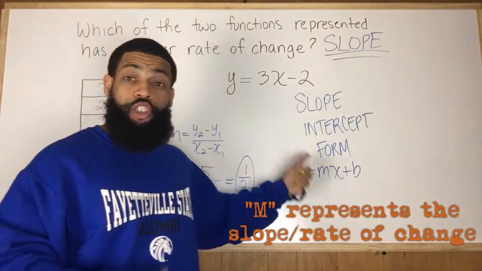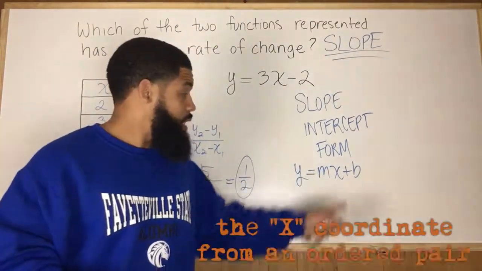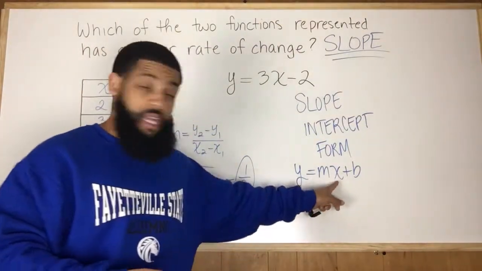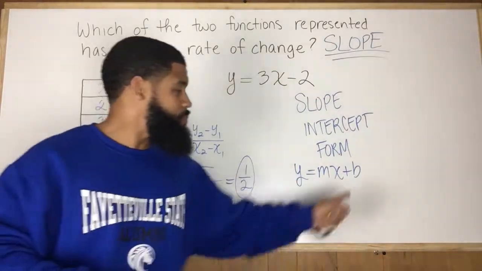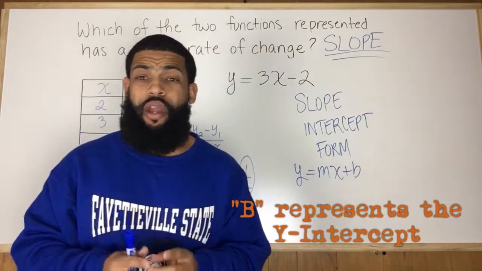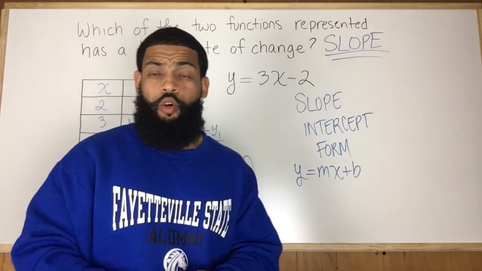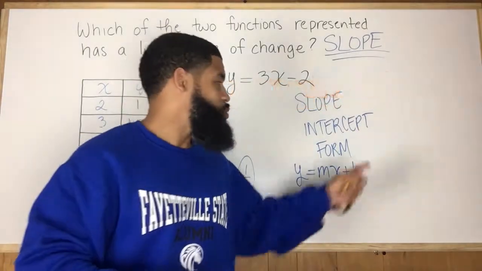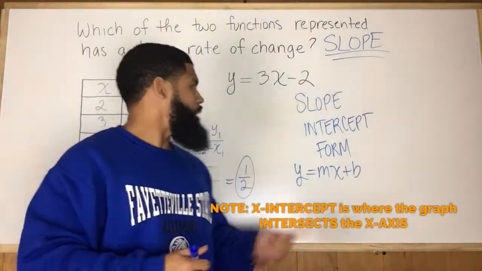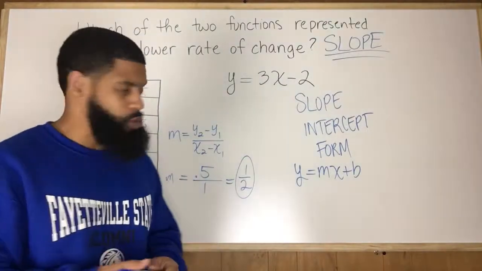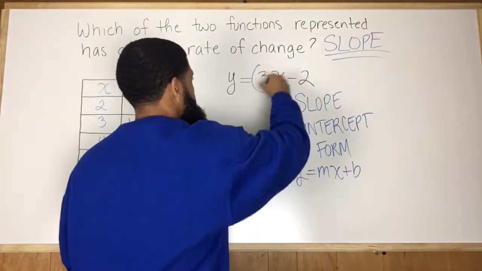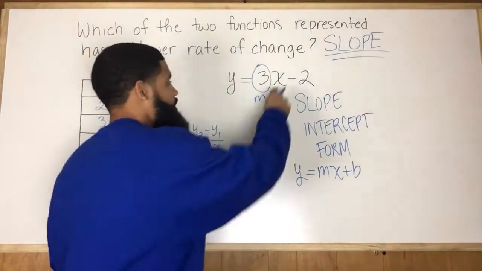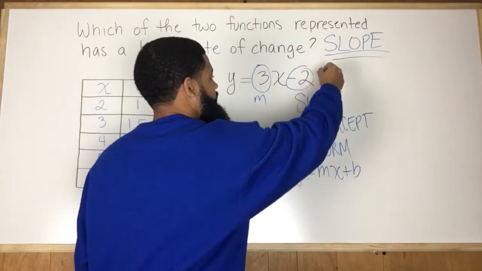M is your slope, or your rate of change. X is your x coordinate from an ordered pair. Once again, x is input, y is output, and b is your y-intercept. That's where the graph crosses the y-axis, or I like to say the intercept is where the graph intersects the y-axis. Since it's already written in slope-intercept form, we know that the slope, or rate of change, is 3, and the y-intercept is -2.